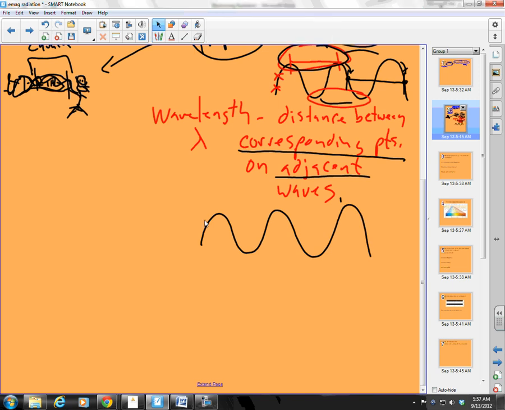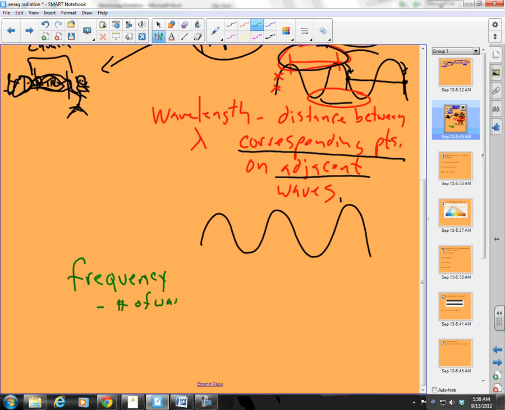Waves also have something called frequency. The frequency is the number of waves which pass a given point per time. And usually this is per second or per minute. So 20 waves per second, 20 waves per minute. And what do we mean by that?